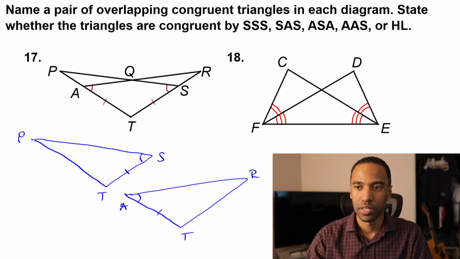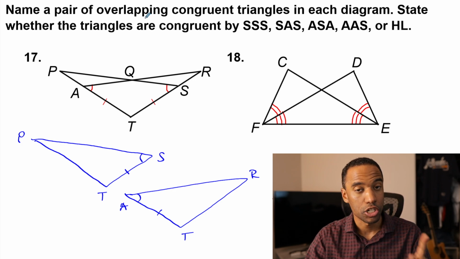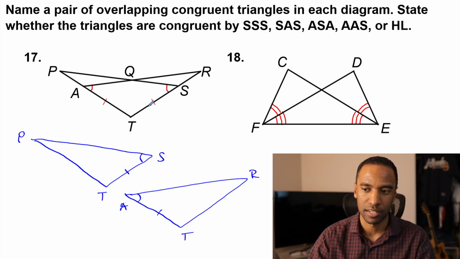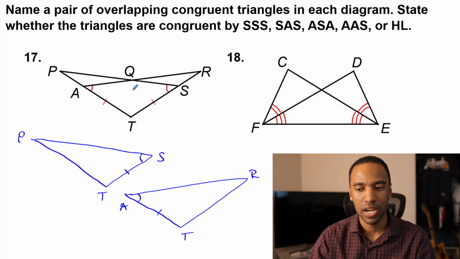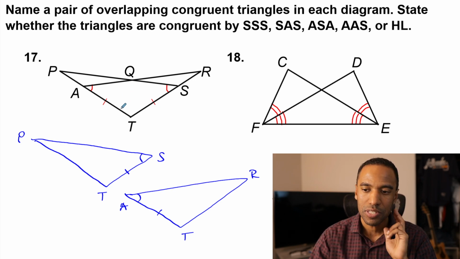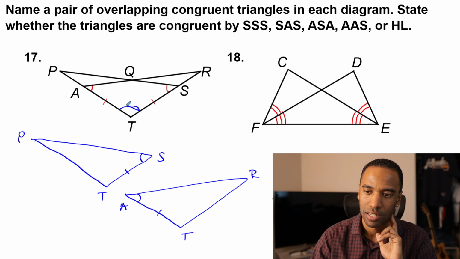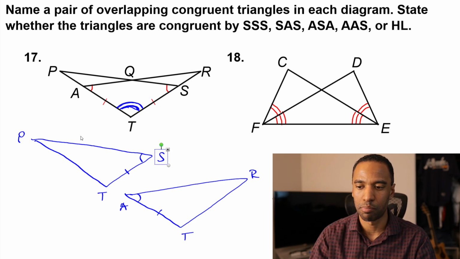Here's where we get another reflexive property. Not a shared side. We have parts of a shared side, like TS is a part of that thing, but not the full thing. Here's where we have a shared angle. You notice the angle T exists in both triangles? Do you guys notice that? Angle T exists in both triangles there.